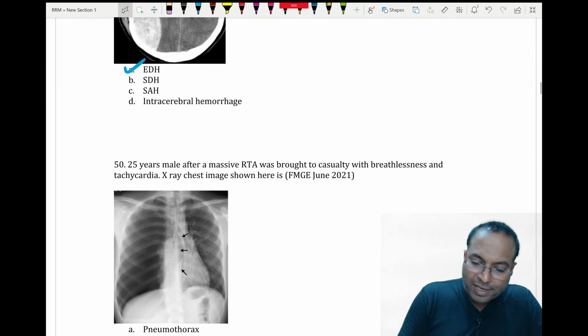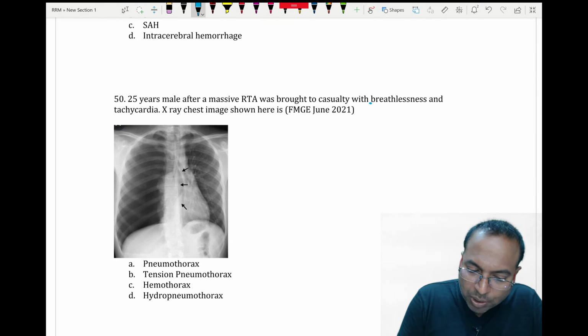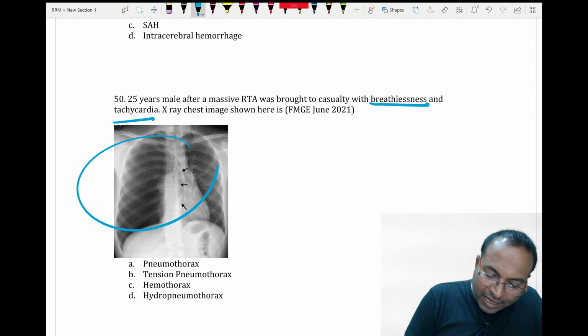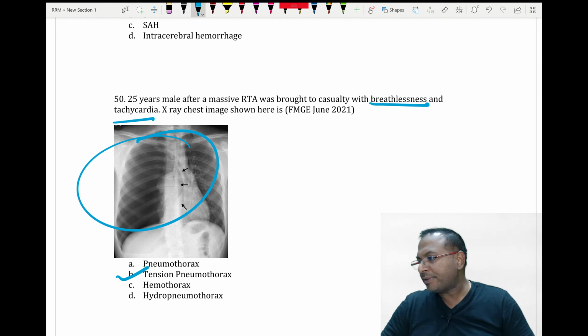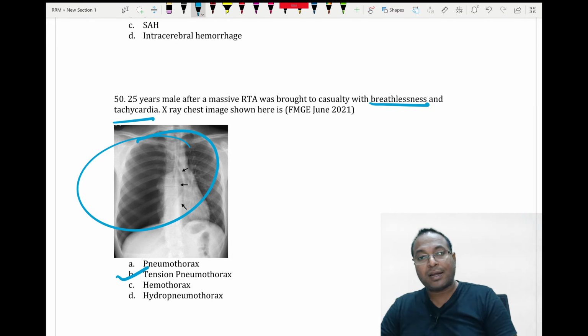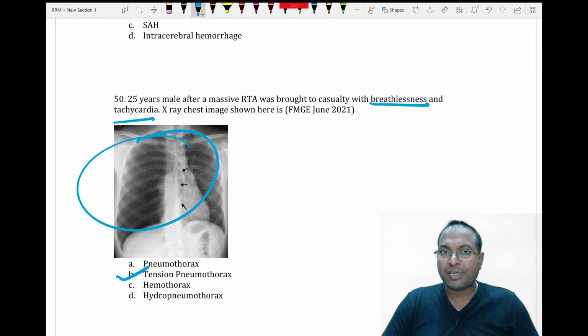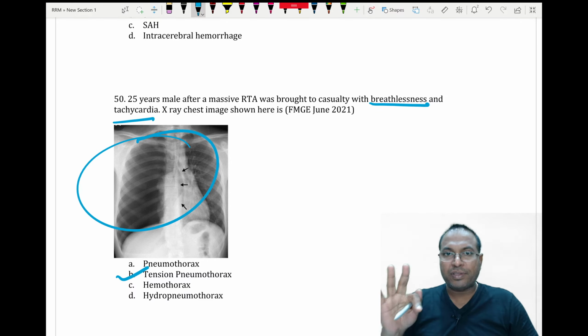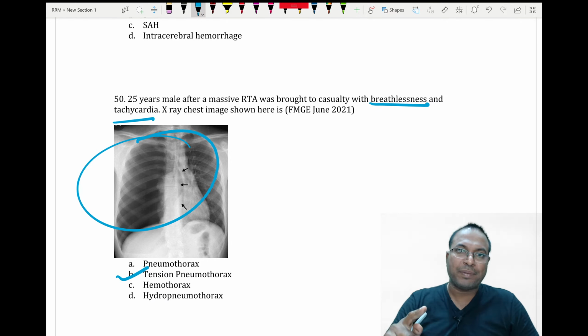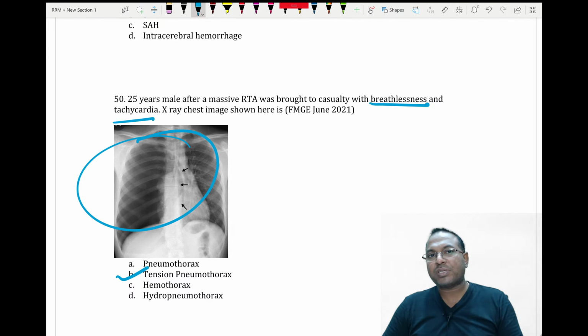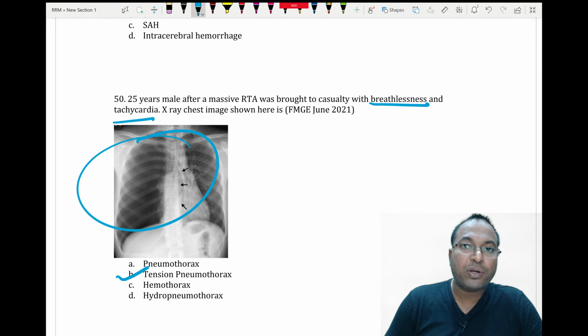A 25-year-old male after a massive RTA was brought to the casualty with breathlessness and tachycardia. See, again the same question: tension pneumothorax. Last year some 40 questions came from surgery. So please remember, surgery is one of the major subjects. You should never make an excuse in preparation. With only 3 subjects, surgery, medicine, OG, I am telling you, you can pass the exam. You will get at least 100 plus questions in these, and you have applied questions of anatomy and physiology here and there from medicine, surgery and OG. You can easily crack. Last year 35 to 40 questions came.